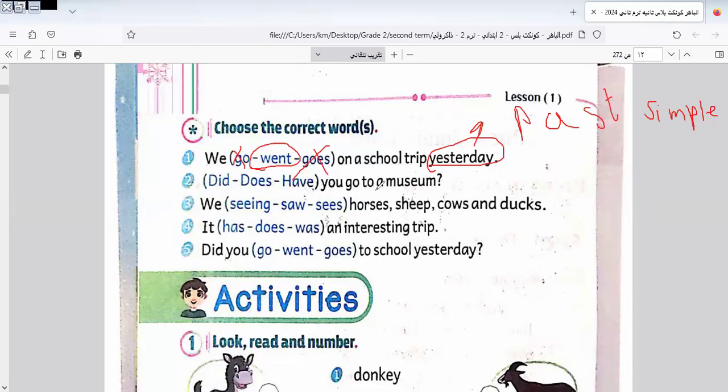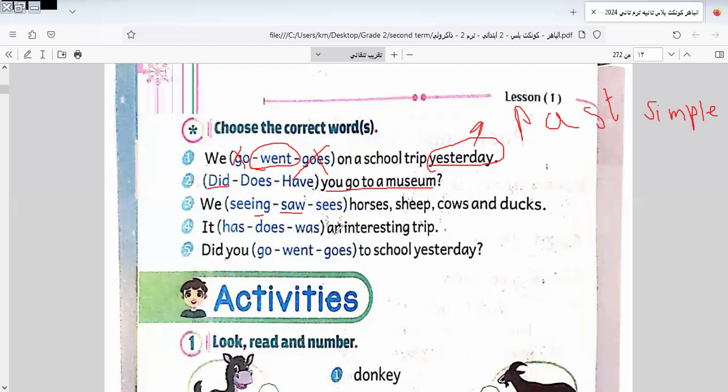Does he go to a museum? It will be did. You are clever pupils. We sees horses, cows, and ducks. So I talk about something that happened and ended. And when we say seeing, we must have am, is, are, as we know that the present continuous tense must have the ing form followed by, after what? Am, is, are and adding ing to the verb. So it's wrong. So the answer here will be we saw.